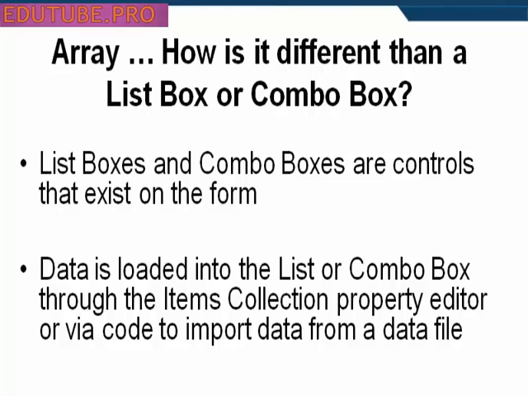As we've discussed in a prior movie, an array is similar to a list. So how is it different than a list box or combo boxes? List boxes and combo boxes are controls that actually exist on the form. Data is loaded into those controls through the items collection property editor or via code to import data from a data file.